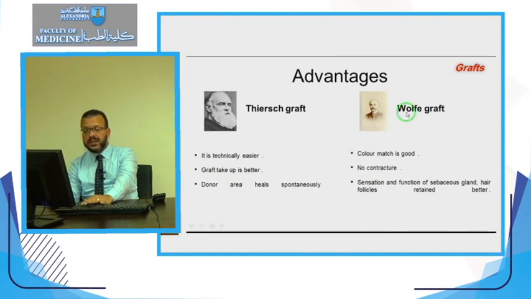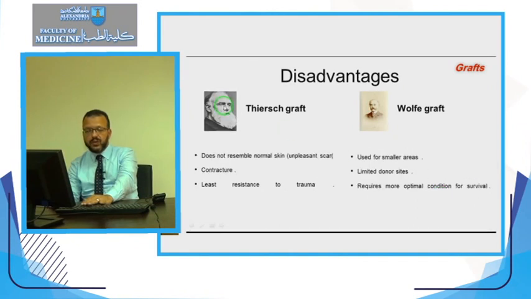While in the full thickness skin graft, the advantages are that the color match is very good, because we harvest the whole dermis, and like we said before, the dermis is responsible for the quality of the skin. There is relatively no contracture compared to the split thickness skin graft, and the sensation and function of sebaceous glands and hair follicles are retained better than the split thickness skin graft. They are not retained fully, but they are retained better.